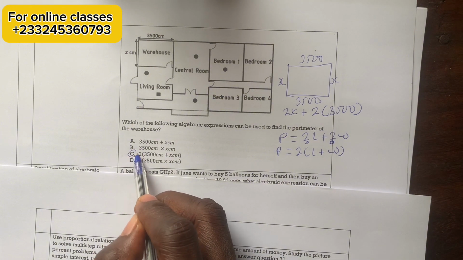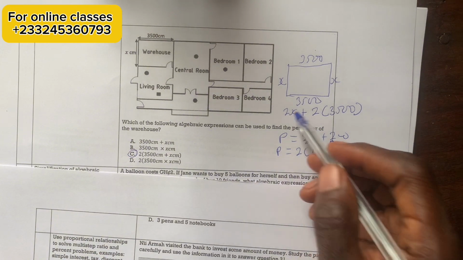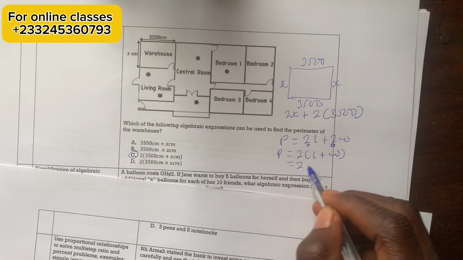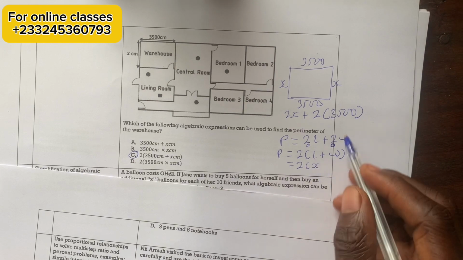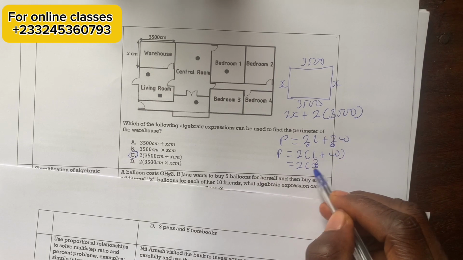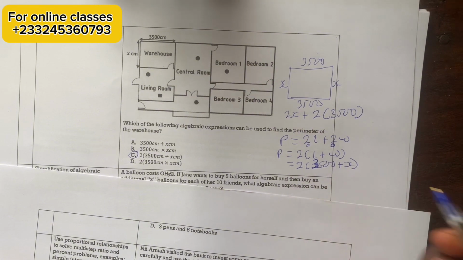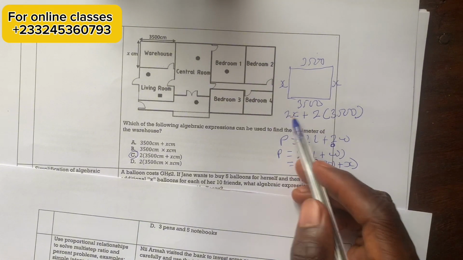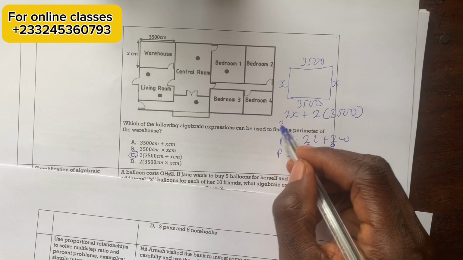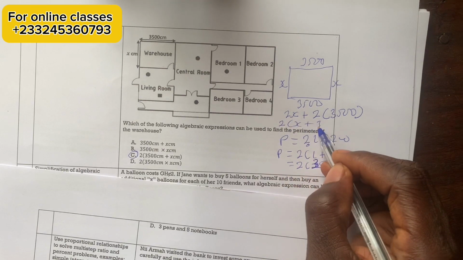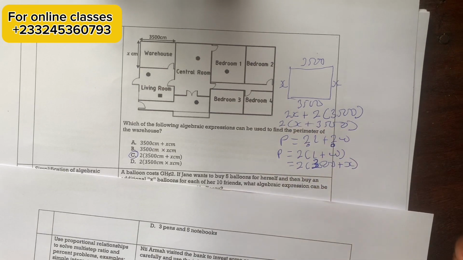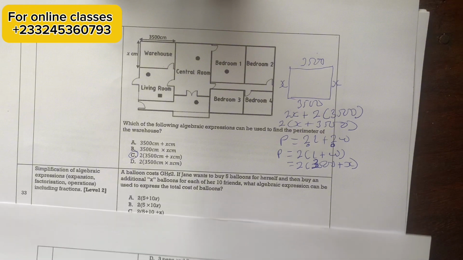C. Because here you're going to get 2 times x, or if you bring the 3,500 first, that's the length plus the width in the same way. Or here we can factorize the 2 out to get 2 times (x plus 3,500). That's as simple as that.